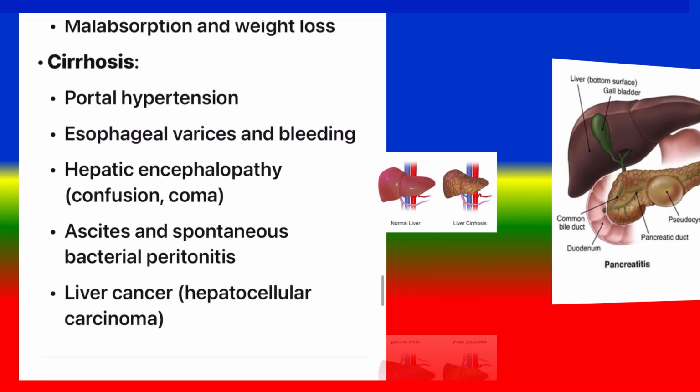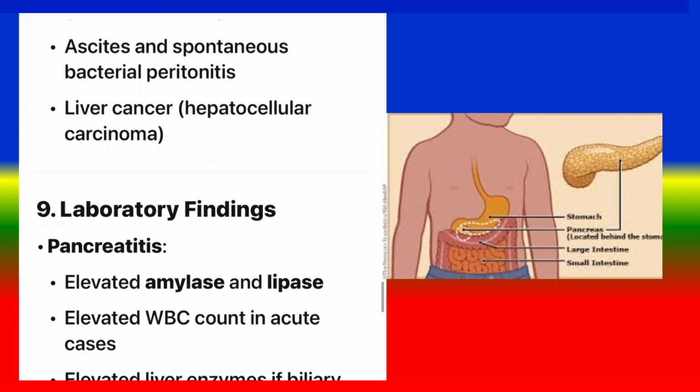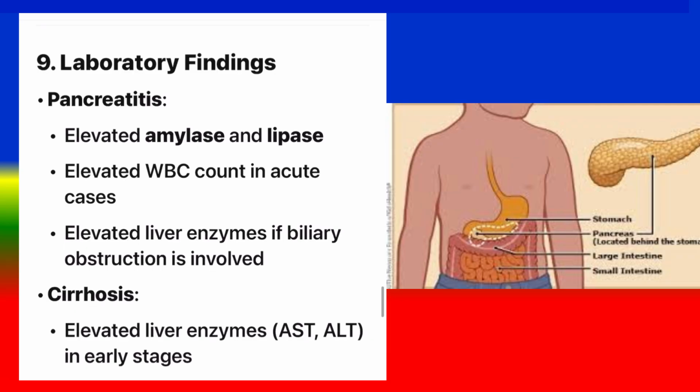8. Complications. Pancreatitis, pancreatic pseudocysts, pancreatic necrosis, diabetes mellitus due to loss of islet cells, malabsorption and weight loss. Cirrhosis, portal hypertension, esophageal varices and bleeding, hepatic encephalopathy, confusion, coma, ascites and spontaneous bacterial peritonitis, liver cancer, hepatocellular carcinoma.